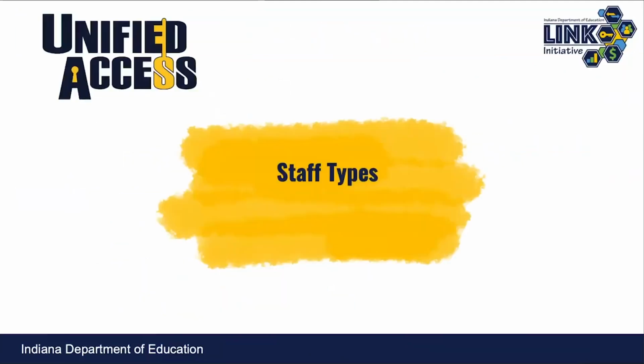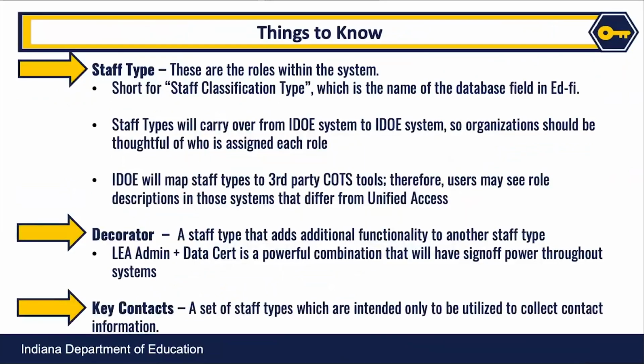The next slides will outline the different staff types and what they are utilized for. Some terminology before we begin. Staff type, traditionally referred to as a role. This is short for staff classification type, which is the database field name in the Ed-Fi ODS. Staff types will carry over from IDOE system to IDOE system, so organizations should be thoughtful of who is assigned each role. IDOE will map staff types to third-party COTS tools. Therefore, users may see role descriptions in those systems that differ from the staff types in the security portal.